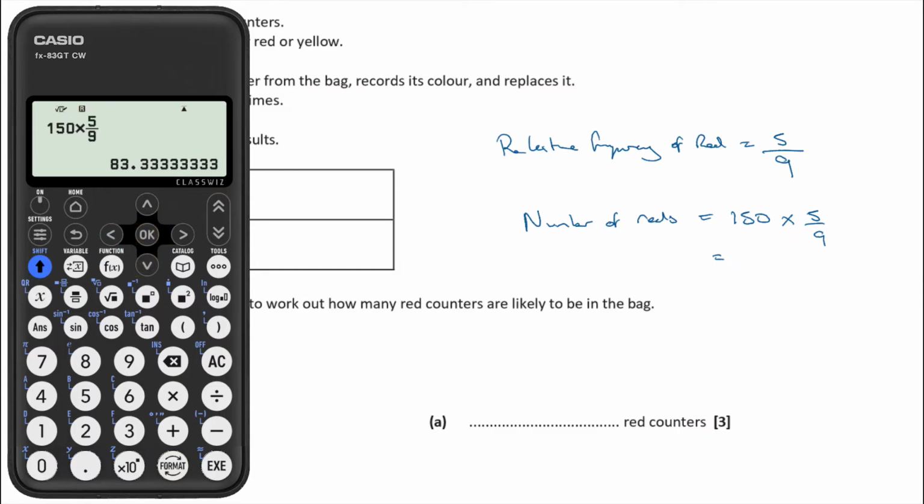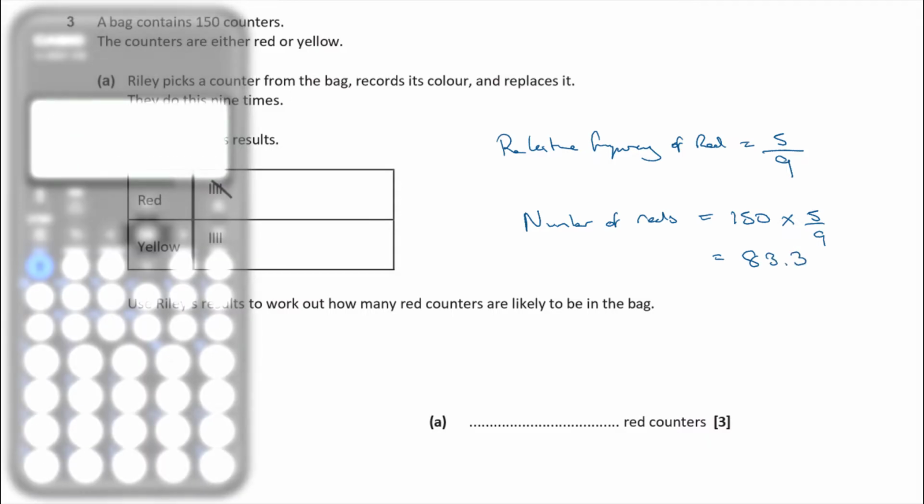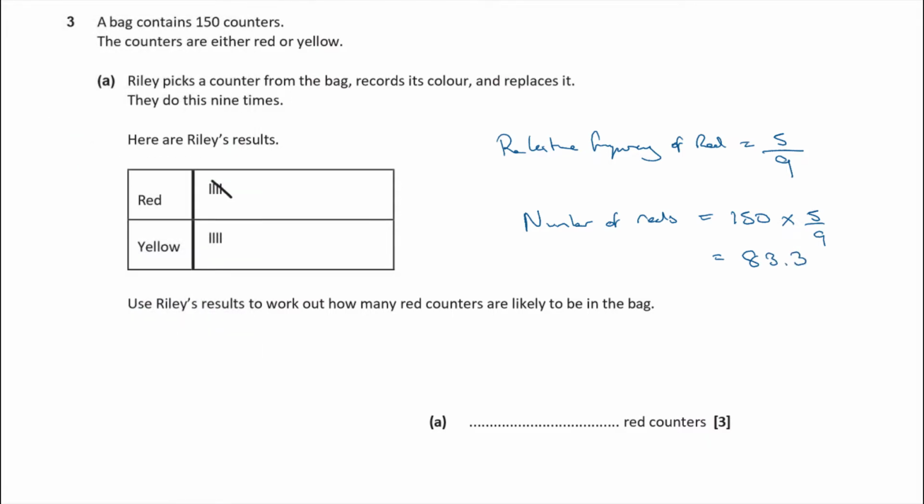that's going to give me 83.3. So that comes out to be 83.3 to 3 significant figures. So I'm going to estimate, I'm going to round that down and say that there are 83 red counters, because I can't really have 0.3 of a counter, can I? So you're going to have to round it one way or the other. Seems sensible to round it down. 83.